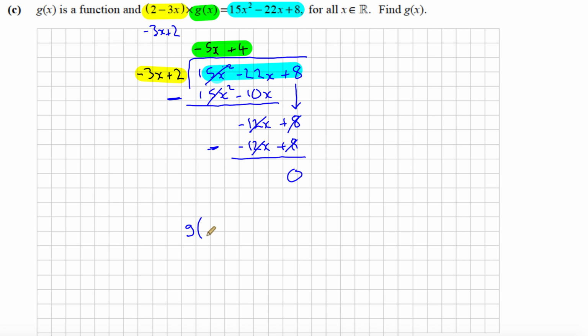So g of x is equal to minus 5x plus 4. And that's the end of part C.